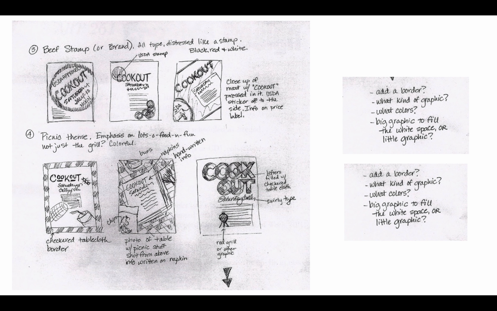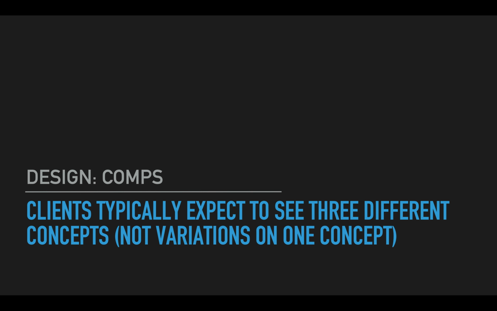So this has 12 different roughs. It's not just checking off, oh, I need to have 12 roughs. No, it's exploring, here's some variety with my approaches. This concept, picnic theme, how many different ways could I show a picnic theme? How many different ways could I show a beef stamp or brand, something like that? And then adding notes. Oh yeah, add a border, what colors would I use? Big graphic, what do I need? Is it an illustration? Is it a photograph? All kinds of things like that.